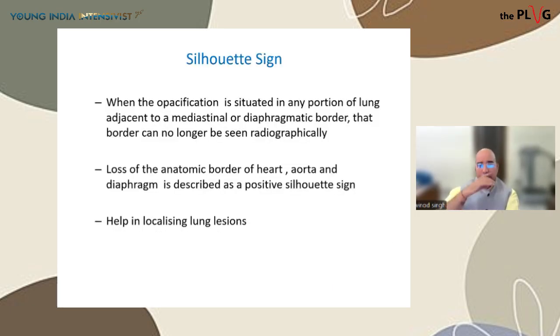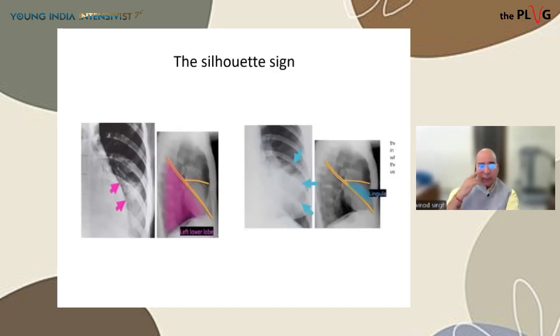Now, something about the silhouette sign, usually not visible in the AP view, but you can see it in the PA view. When opacification is situated in any portion of the lung adjacent to the mediastinum or the diaphragm, it actually obscures the border of the mediastinum and diaphragm. If it is there, we call it a positive silhouette sign, and it helps in localization. You can see here the left border is obscured. So again, it is silhouette sign positive.